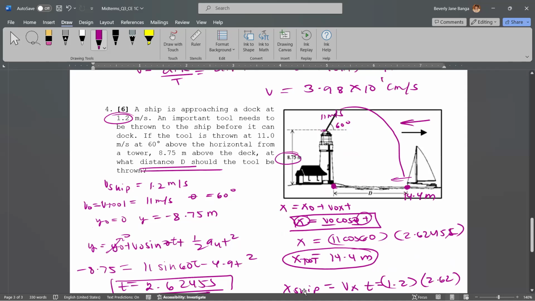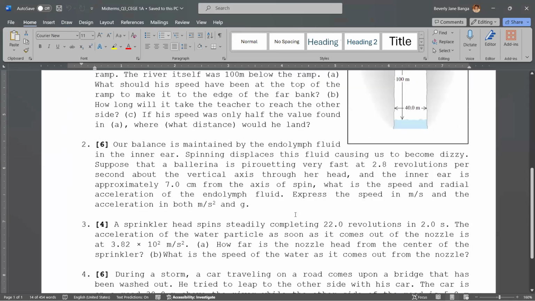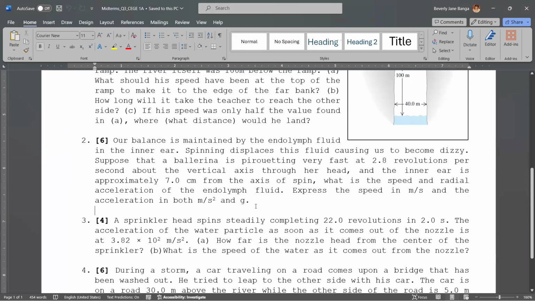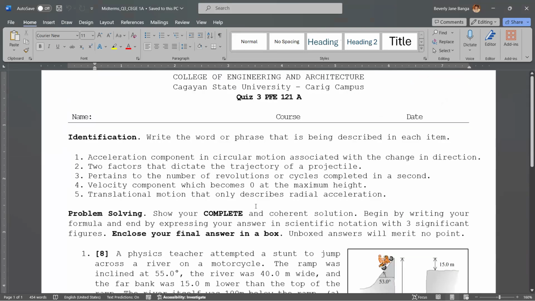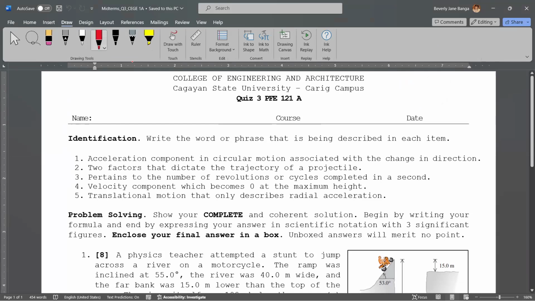Punta tayo sa set A. I-skip ko na yung mga class, yung mga circular motion. Kaya nyo na yung paulit-ulit na. So, yung projectile na lang yung i-focus ko, no? So, sagutin natin to. Acceleration component in circular associated with change in direction, TSRD. So, this is radial. Okay?